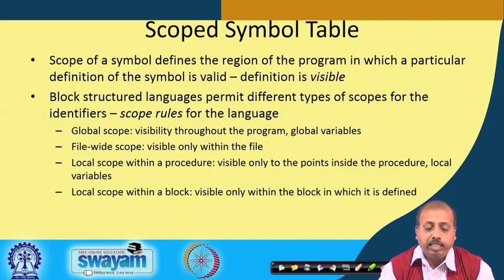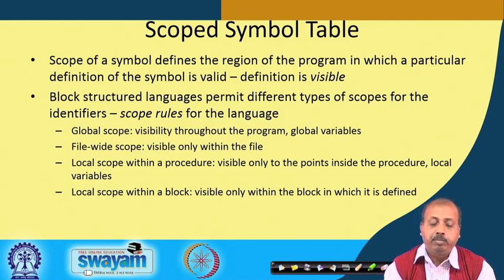For this type of programming language, we should have a symbol table known as a scoped symbol table. The scope of a symbol defines the region of the program in which a particular definition of the symbol is valid. It is also known as the region where the definition is visible.